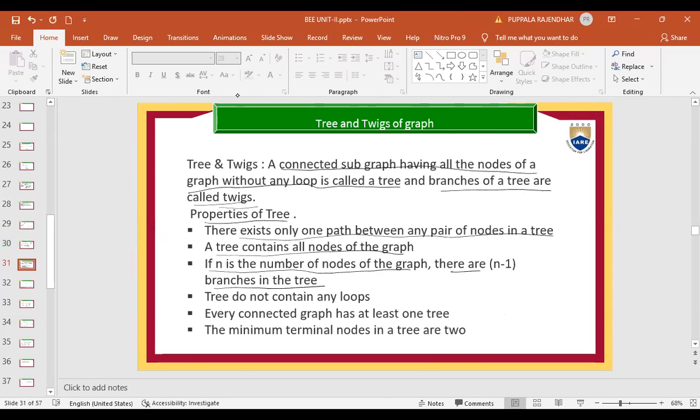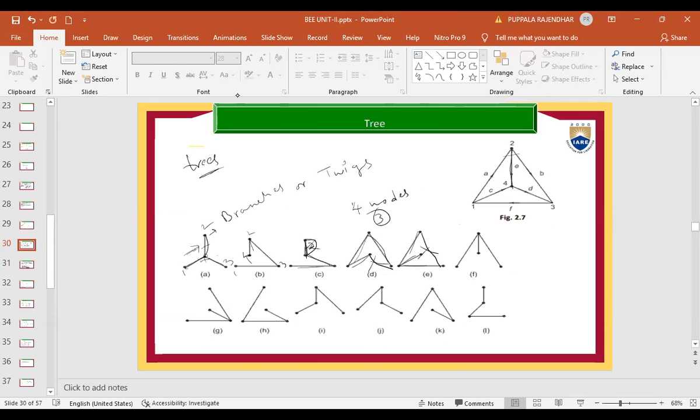And trees do not contain any loops. Every connected graph has at least one tree. The minimum number of terminal nodes in a tree is 2. This can also be called a tree, like any other circuit in general, but at least 2 terminal nodes should be there in a tree.